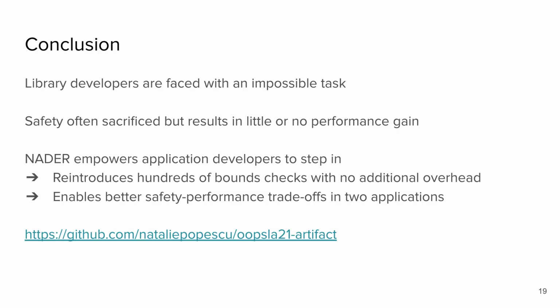In summary, library developers are faced with the impossible task of making correct safety performance decisions for all possible contexts. We show that in the Rust ecosystem, library developers often sacrifice safety but rarely gain back performance in our given context. We develop a new approach called NADER that empowers application developers to step in according to context-specific needs. We show that our prototype implementation of NADER reintroduces hundreds of bounds checks with no additional overhead and enables better safety performance trade-offs in 2 applications.